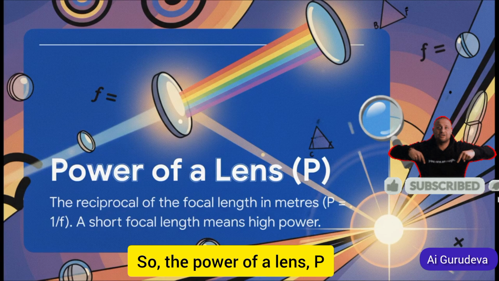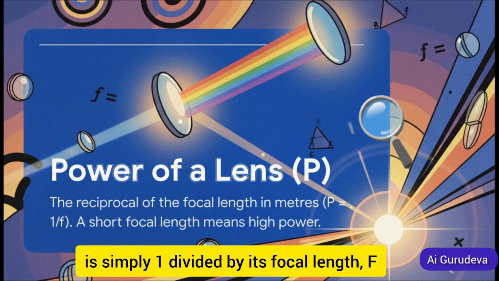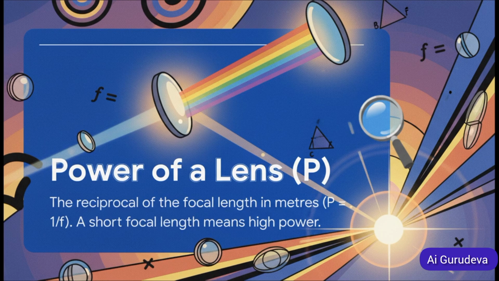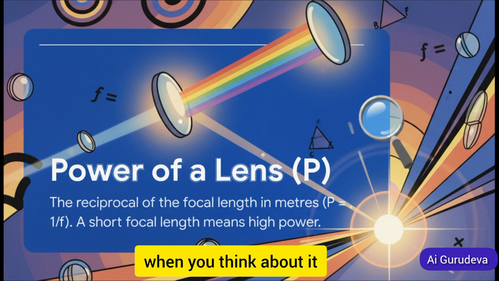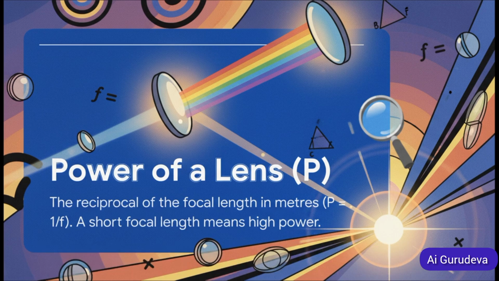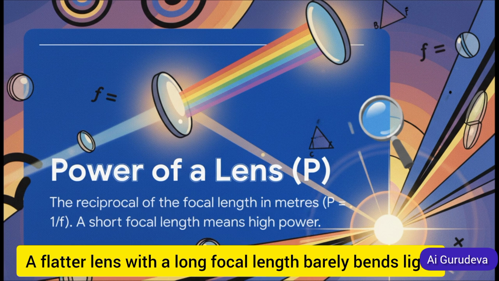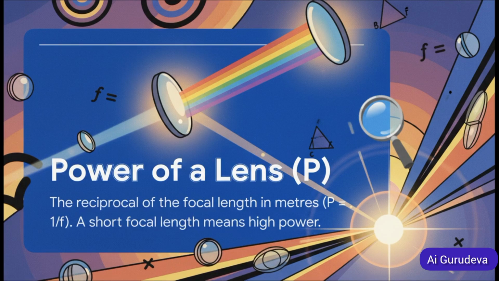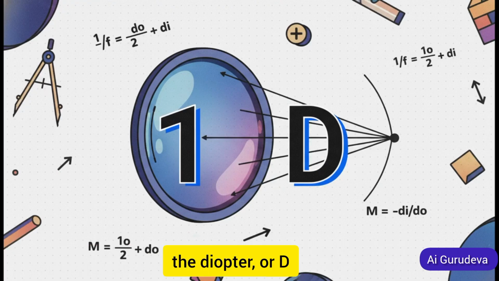So, the power of a lens, P, is simply 1 divided by its focal length, f. Super simple. The only thing you have to remember is that the focal length must be in meters for this to work. And it makes total sense when you think about it. A lens with a really short focal length is super curved. It bends light a ton, so it has high power. A flatter lens with a long focal length barely bends light. It has low power.